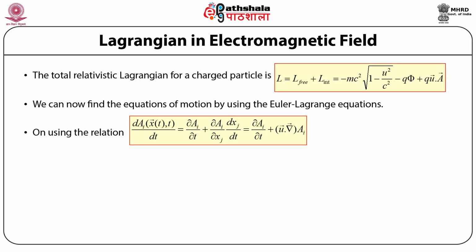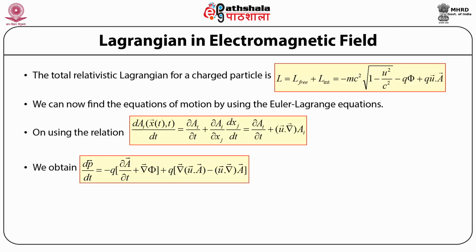Putting all these into the equation, we have d/dt of ∂L/∂u_i minus ∂L/∂x_i equals q of ∂A_i/∂t plus u·∇A_i plus dp_i/dt plus q ∂φ/∂x_i minus q ∂/∂x_i of (u·A) equals 0, or dp/dt equals minus q of ∂A/∂t plus ∇φ plus q of ∇(u·A) minus (u·∇)A.